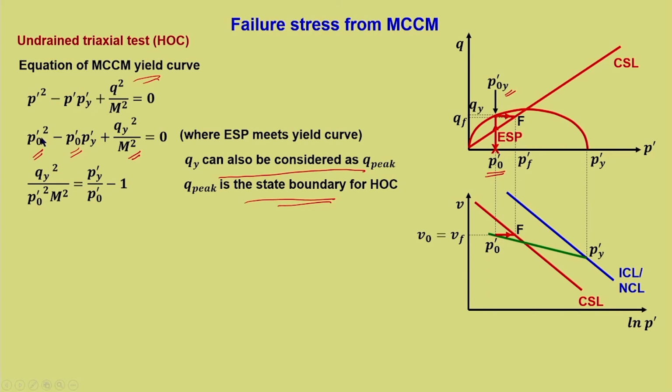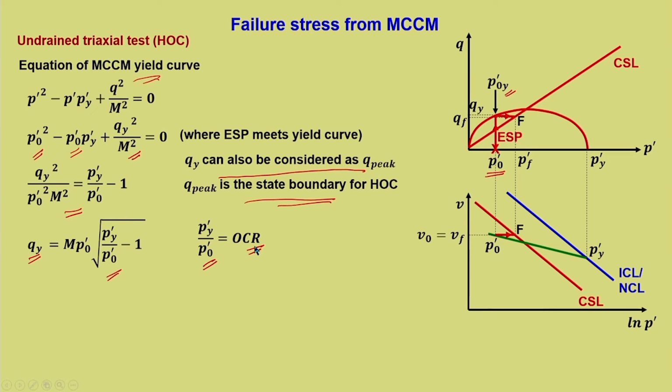So, here we will get 1 minus P dash y upon P naught dash plus Qy square upon P naught dash square m square. So, when you bring it to the right side, we will get this particular expression. Then Qy, that is the yield deviatoric stress, can be written as m into P naught dash root of P dash y upon P naught dash minus 1.